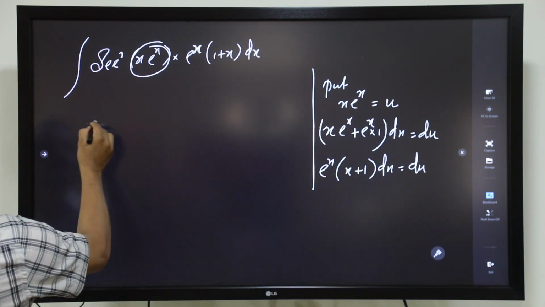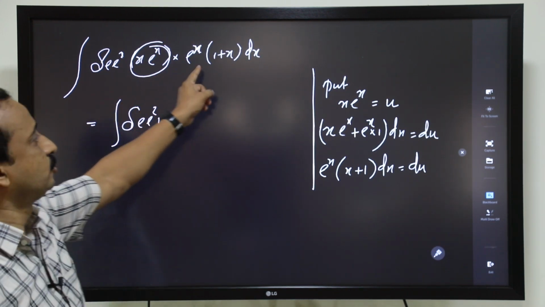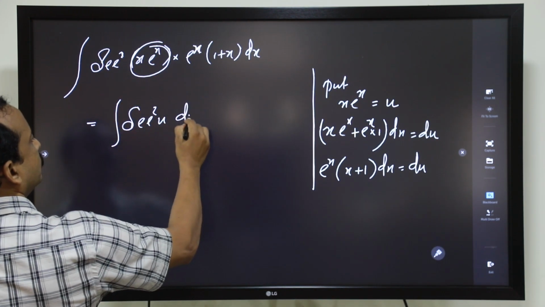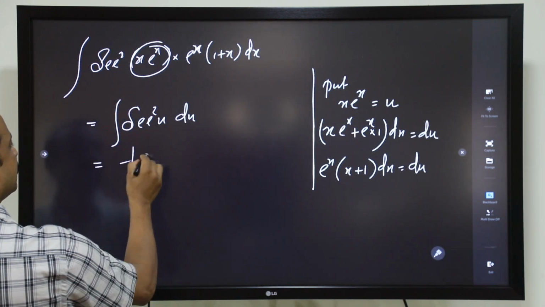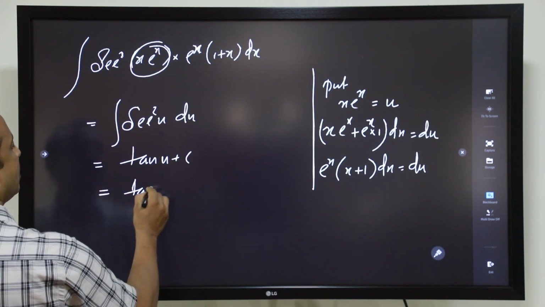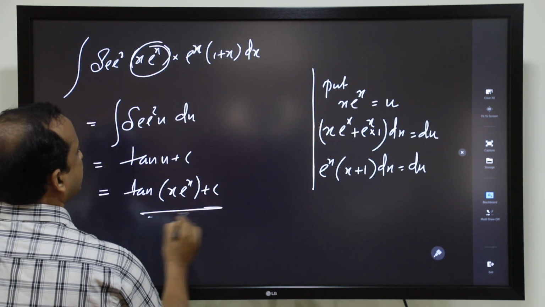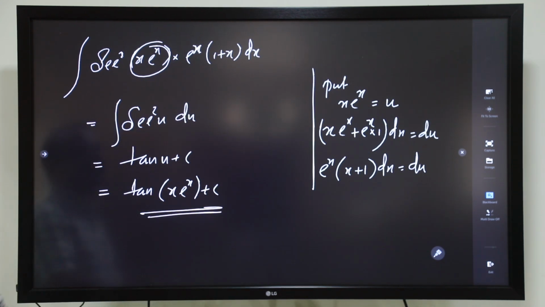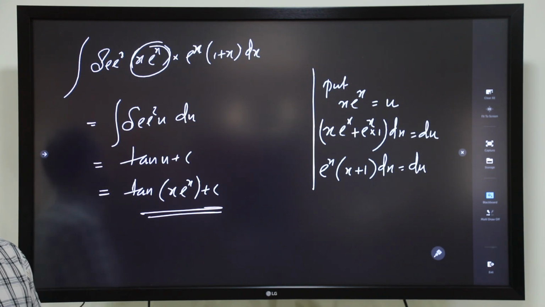That is equal to the integral of sec square u du. Actually, you know the integral value of sec square x is tan x, so the integral of sec square u is tan u plus c, that is equal to tan of u, whose corresponding value is x e raised to x, plus c. That's all. Therefore the integral of sec square of x e raised to x into e raised to x into 1 plus x into dx is equal to tan of x e raised to x.